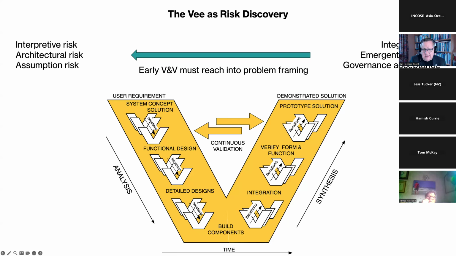So on the right-hand side, as I said, there's the integration risk. Once we see the thing starting to be built and what happens there, and then the governance acceptance, because that part is often where we get stuck and where we are forced into certain things. So early V&V must reach leftwards into the problem framing, to my mind. Otherwise, the risk is only revealed during the integration.